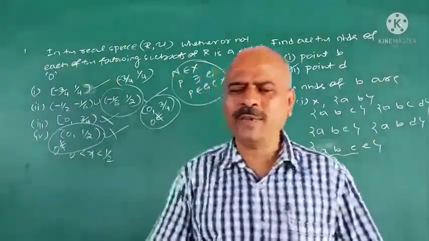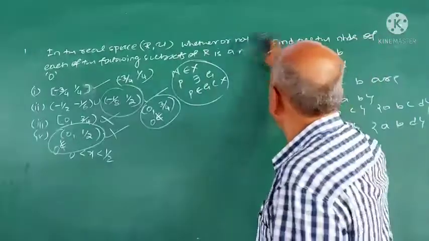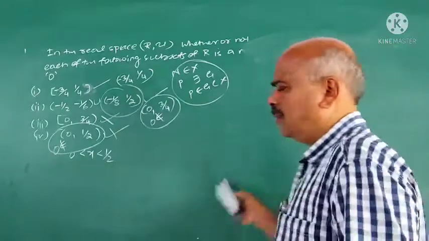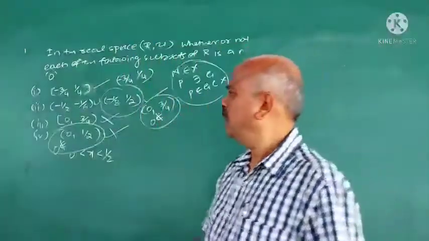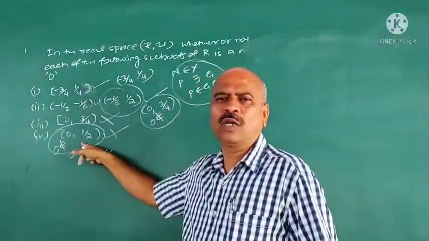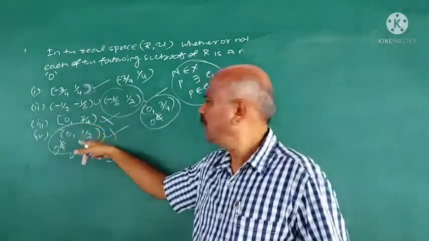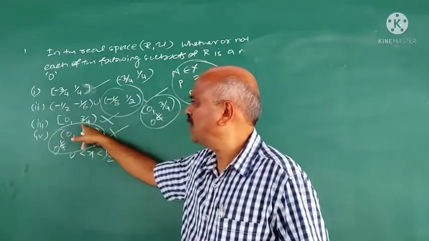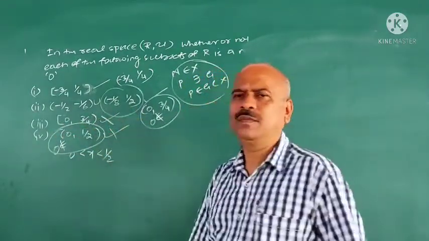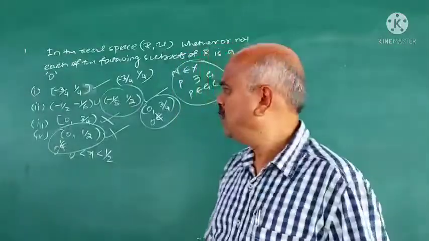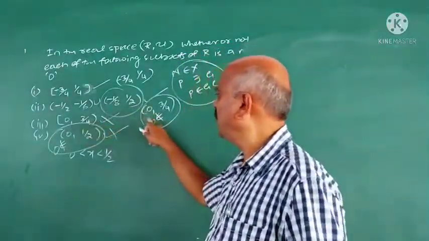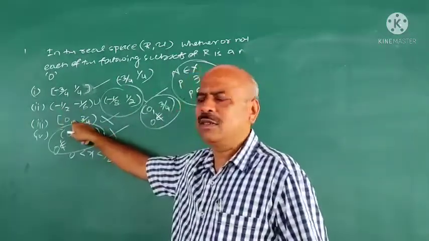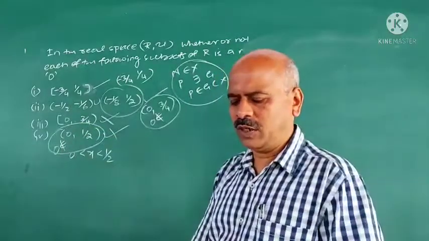You followed my explanation? Go through it again. If you have any doubts, you are free to ask here. You can write your comments about this explanation. (0, 1/2) is not the neighborhood of 0. This (0, 3/4) is also not the neighborhood of 0, because if you take the open interval (0, 3/4), it doesn't contain 0. So these two are not neighborhoods of the point.